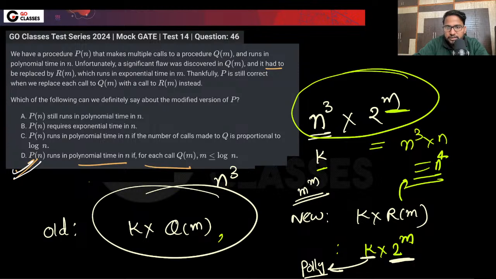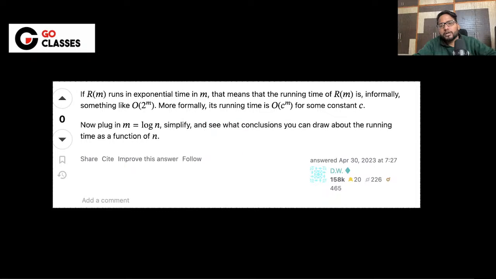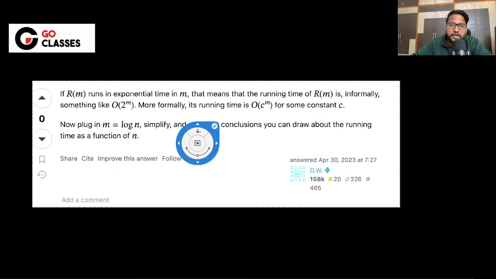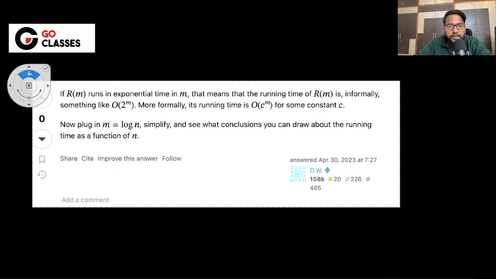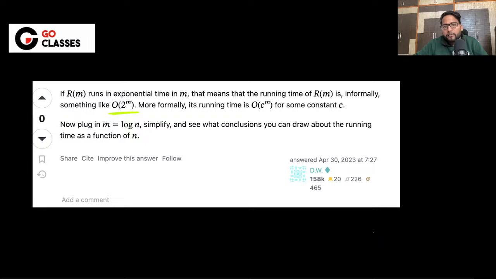So here is the answer from the Stack Exchange also. They have assumed that if Rn runs in exponential m, this means that running Rm is informally something like 2 power n. More formally, they have also assumed this is 2 power m. So exponentially, I think they treat it as constant power m. If they say exponential, then they mean the constant power m only.